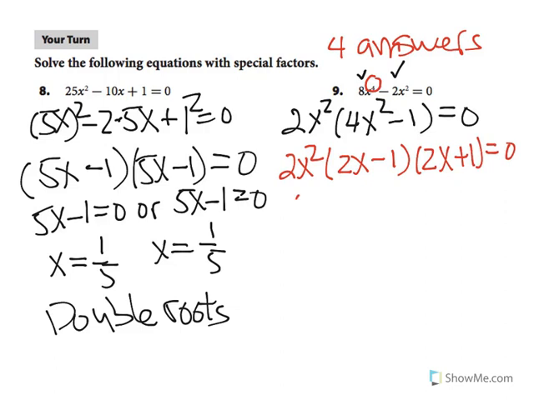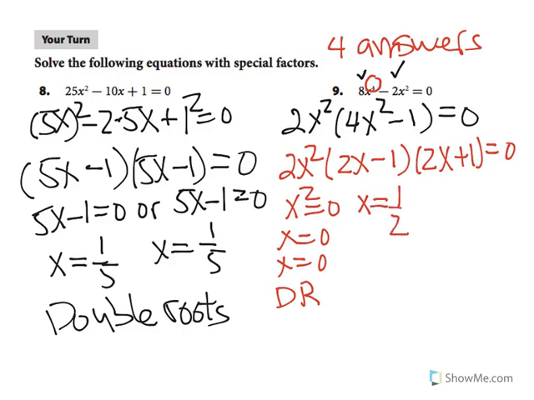Then this gives us x squared equals 0, so x equals 0, x equals 0. So this is our double root. Let's solve for x here: x equals 1/2, and for this one, x equals negative 1/2. Okay, so we have 1, 2, 3, 4 answers.